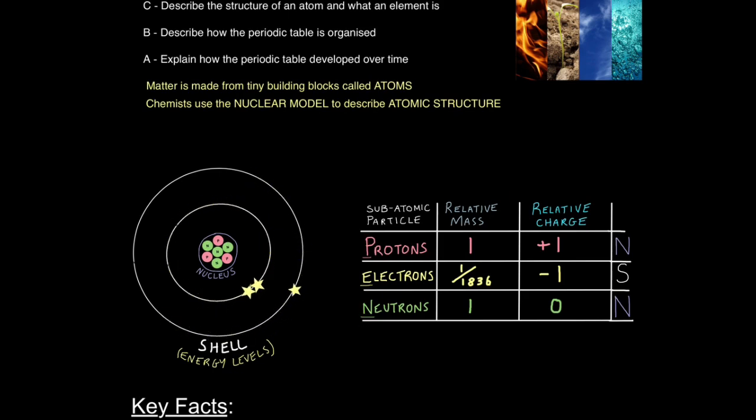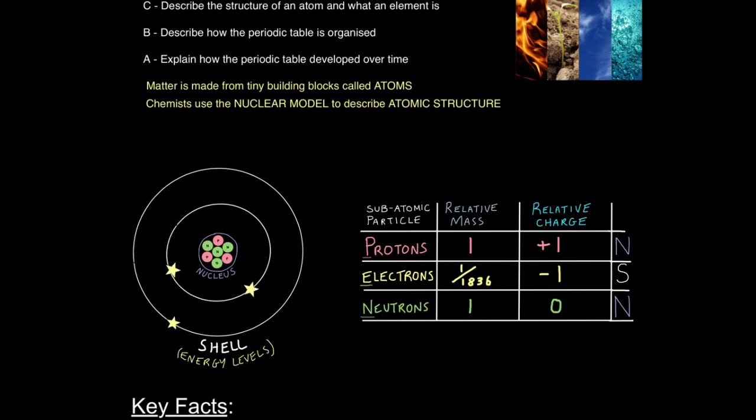So first let's look at the relative mass of each particle. Protons have a relative mass of 1, as do neutrons. What this means, relative mass, is that the mass of a proton is equal to the mass of a neutron. Relatively, they are the same. However, relatively, electrons have a much lower mass. In fact, you can see that it's 1,836 times lighter than protons and neutrons. In some exams, this may be rounded up to 2,000 times lighter.